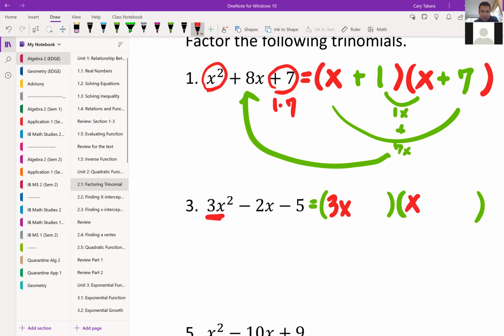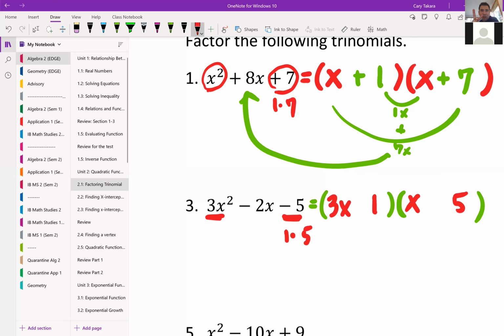Next, we're going to skip the middle. Look at the -5. The only possibility is 1 times 5, isn't it? Now, one of them has to be negative, though, because you want to get -5. But I'm just disregarding the sign right now. 1 times 5 is 5, right? So I'm going to put 1 and 5.